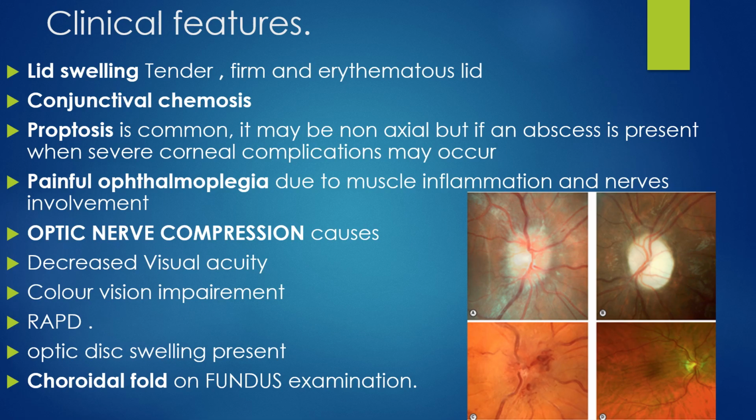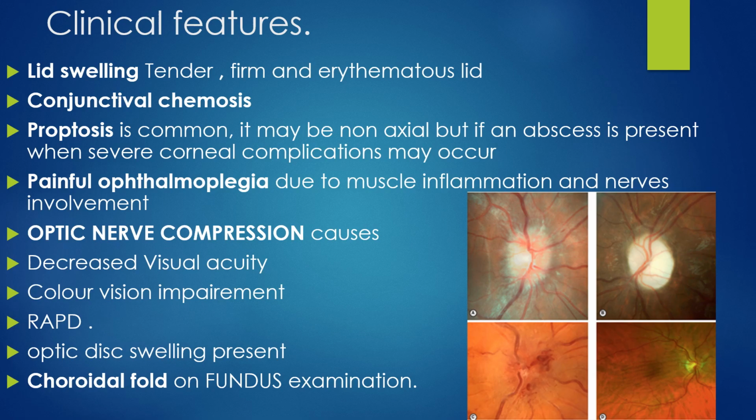It is usually non-axial when there is an abscess. The proptosis may result in severe corneal complications. There is painful ophthalmoplegia due to muscle inflammation and nerve involvement. The optic nerve compression may cause decreased visual acuity, color vision impairment, relative afferent pupillary defect, optic disc swelling, and choroidal folds.